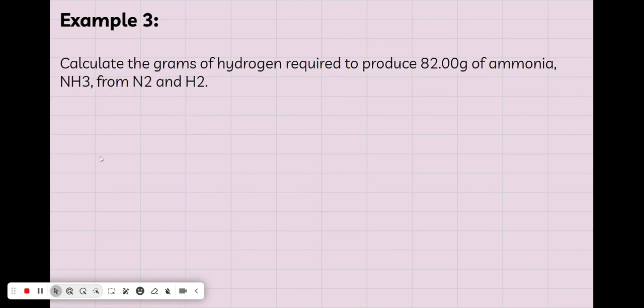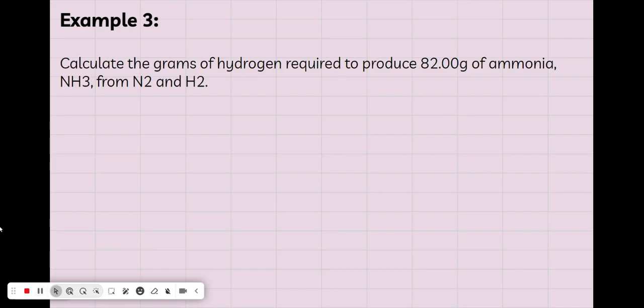Okay. So question example 3. Calculate the grams of hydrogen required to produce 82 grams of ammonia NH3 from N2 and H2. All right, I'm going to let you guys go ahead, solve this on your own, and then we'll go over it together. So take as long as you need, pause me, go ahead and answer this question, and then we'll go over it together.